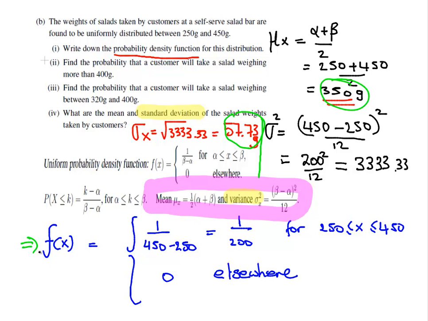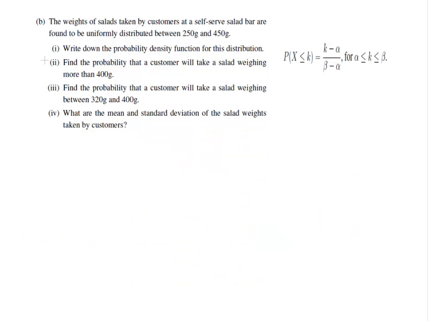Now what we're going to do is compute some probabilities. Find the probability that a customer will take a salad weighing more than 400 grams. First off, we're given a formula here that we can work with: the probability of x less than or equal to k, for the probability of salad weight being less than a certain value k.